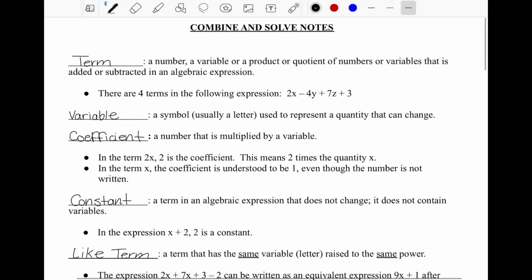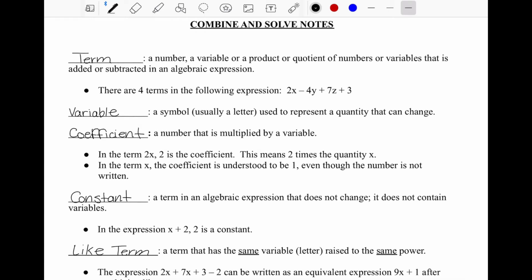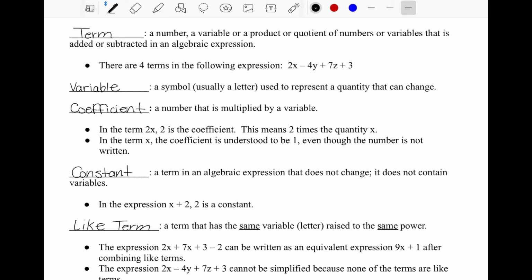The first definition is a term. A term is basically a number and a variable that are separated by plus and minus signs. The variable is a letter that we use to represent unknowns. So if we don't know what we're trying to solve for or what the number is that we're trying to get, we put a variable there until we're able to find out what that number is.